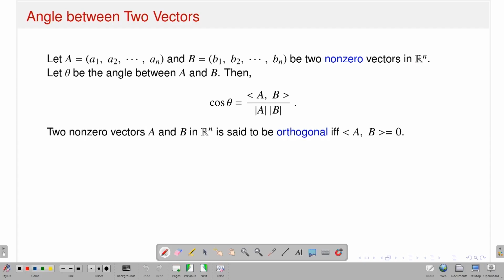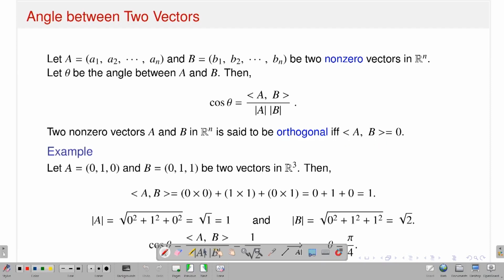Two non-zero vectors A and B in Rn are said to be orthogonal if the dot product of A and B is equal to 0, because the angle between these two vectors is 90 degrees and cos 90 degrees equals 0. So two non-zero vectors A and B in Rn are orthogonal if and only if the dot product, or inner product, between A and B is equal to 0.